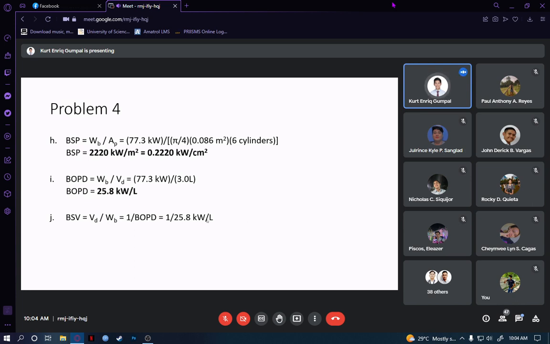And then lastly, you have your BSV, or your brake specific volume or engine specific volume. To get your BSV, just reciprocate your BOPD. Instead of WB divided by your VD, it's the reverse. It's your VD divided by WB. You can go straight to it: 3.0 liters divided by 25.8 kilowatts. So that is your 0.0388 liters per kilowatt. That's it. Okay, clear?